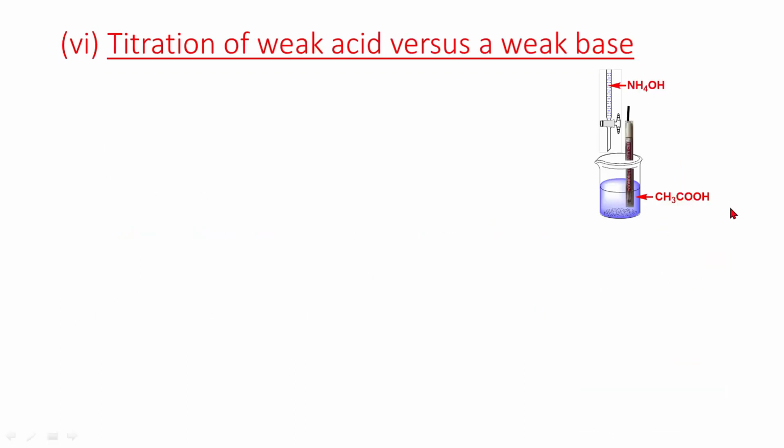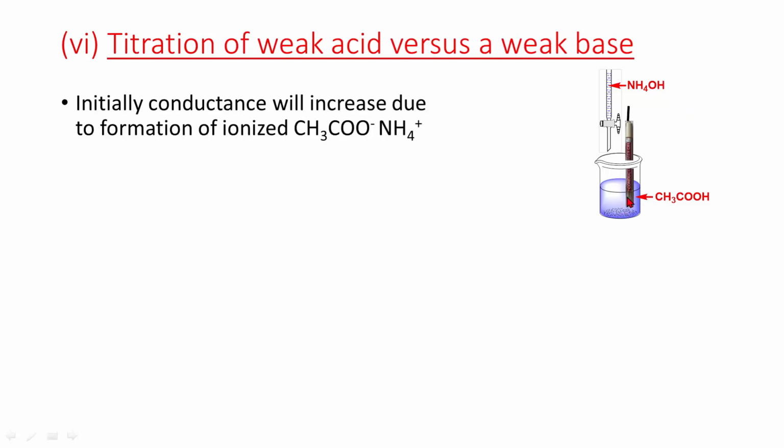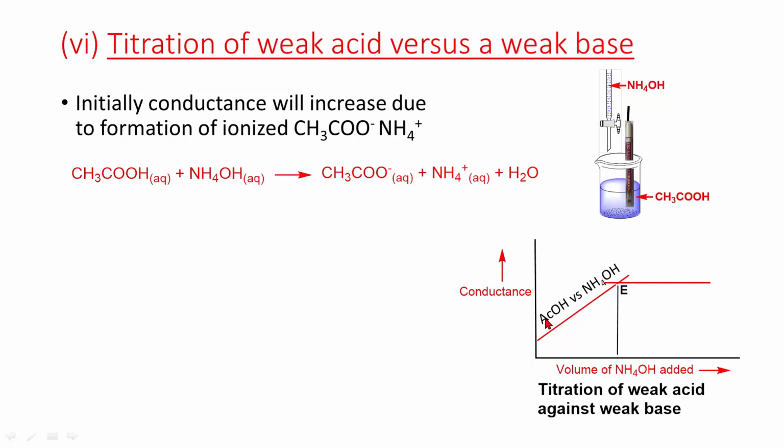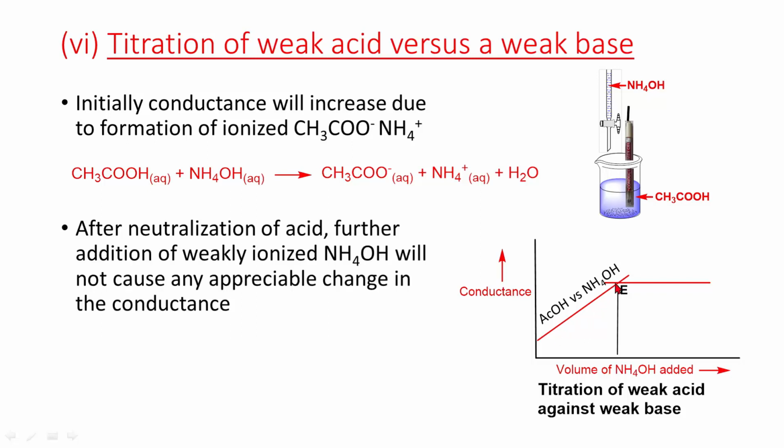Titration of weak acid versus weak base. Initially, conductance will increase due to the formation of ammonium acetate. Conductance will increase. This line corresponds to titration of acetic acid versus ammonium hydroxide. After neutralization, further addition of weakly ionized ammonium hydroxide will not cause any appreciable change in the conductance.